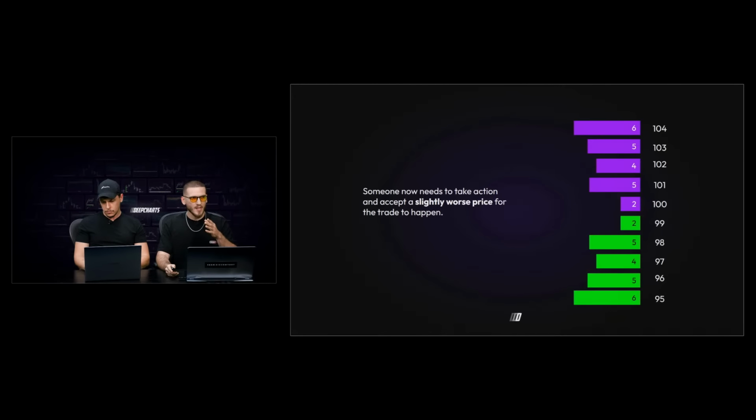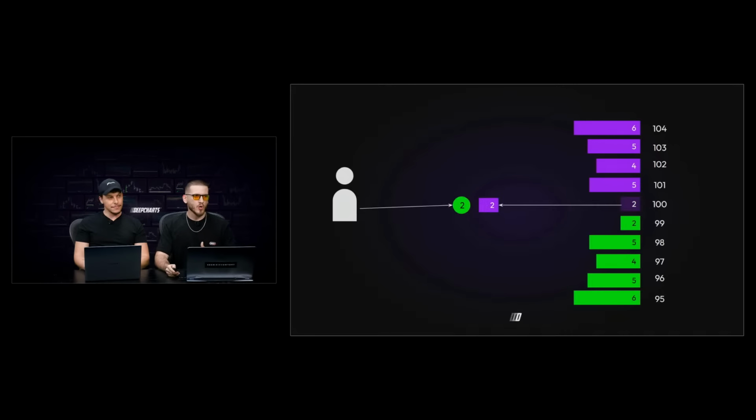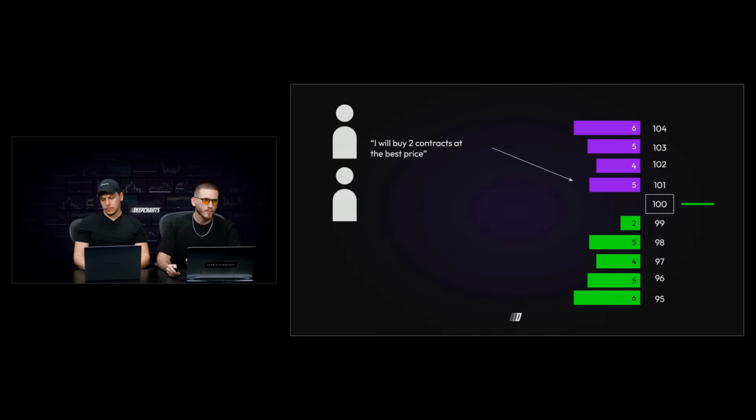Someone now needs to take action and accept a slightly worse price for the trade to happen. For example, a guy comes, let's call him Fabio. I will buy 2 contracts at market. So he will buy those 2 contracts at 100, right? We call this a market taker, an aggressive buyer. So I will buy those 2 contracts. Okay, so those 2 contracts are matched, his buy orders, with those 2 paintings offered at the sell auction. That's a match. And this is the new price, and the candle opens here.